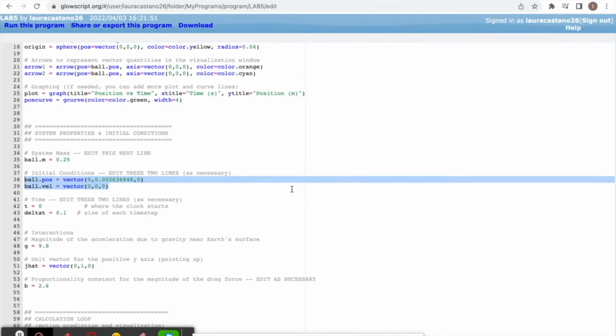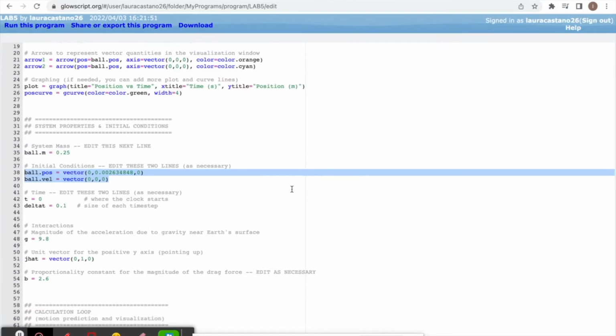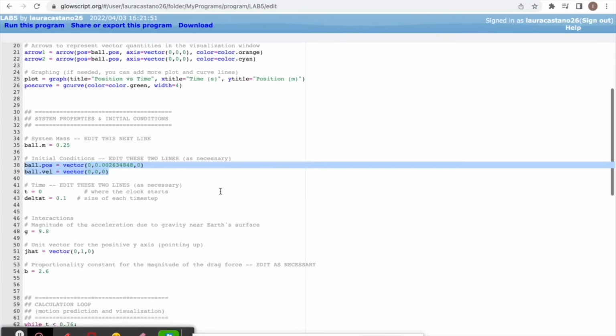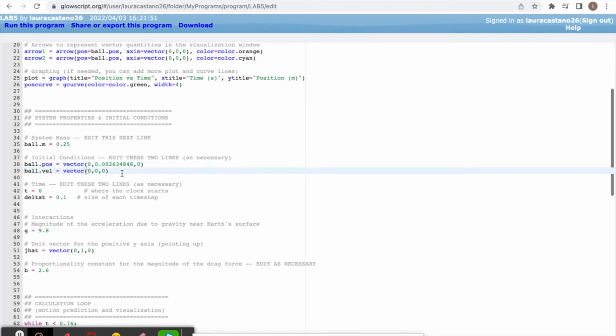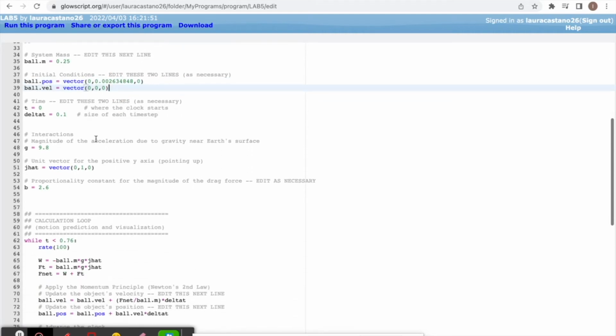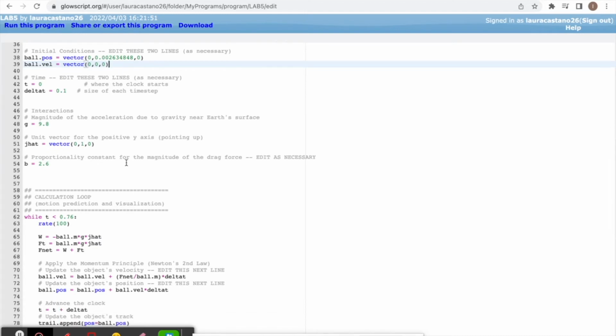So the main changes made in the GlowScript code were first the initial conditions. The position is 0 except in the y-axis, which is this value, and the initial velocity is 0, 0, 0. We also added the gravitational constant as well as the proportionality constant, which was calculated experimentally.